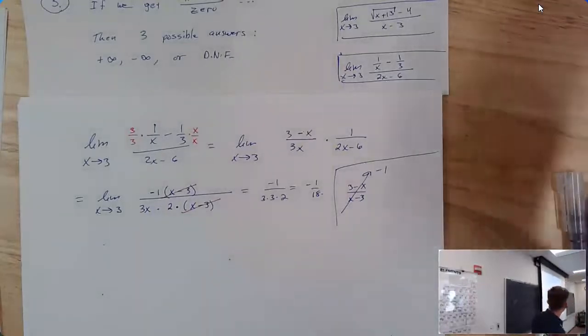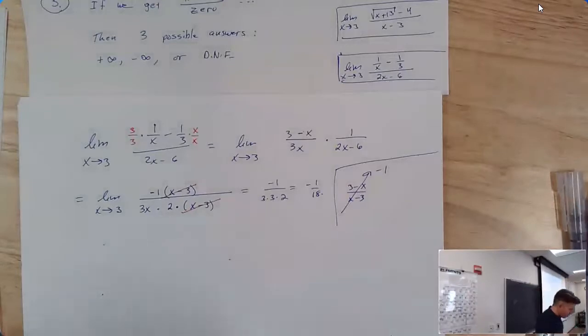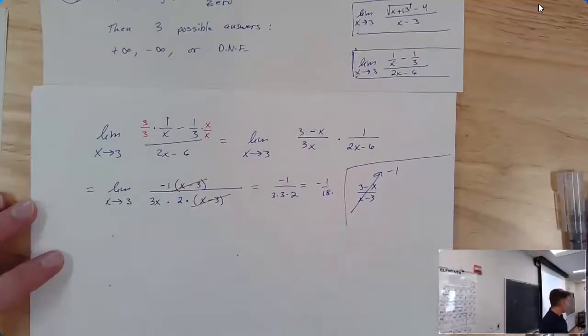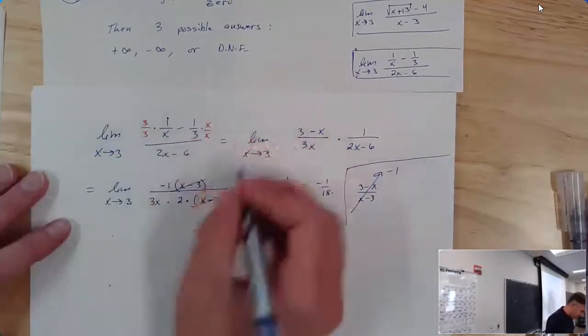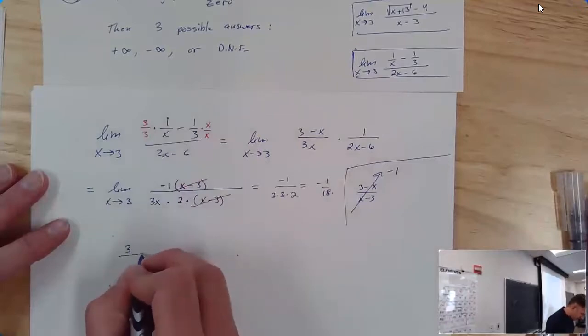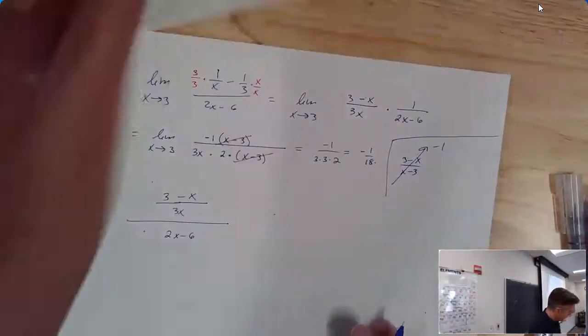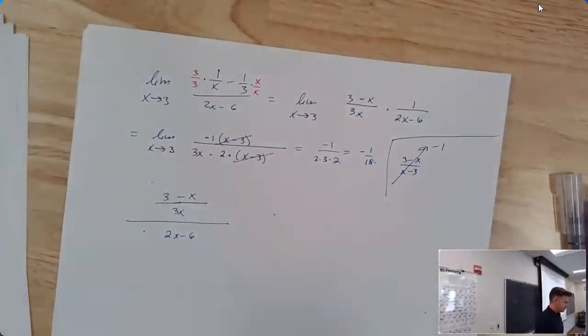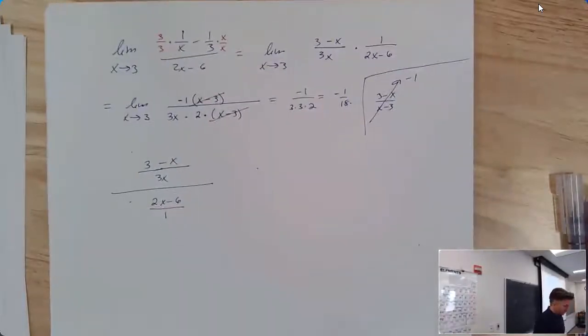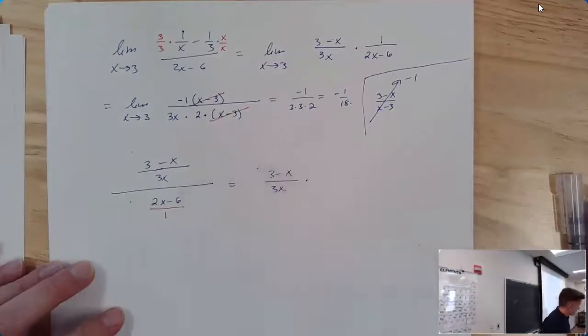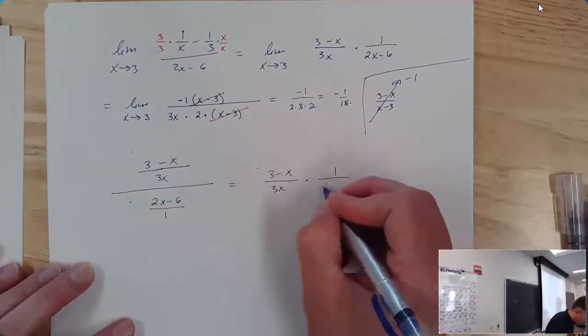Why is it now multiplied by 1 over 2x minus 6? Well, because I'm multiplying by the reciprocal. So let me rewrite this for one second. This here, that's going to be (3 over 3 minus x over 3x) divided by 2x minus 6. But I would really encourage you to think of this as dividing by the fraction (2x minus 6) over 1. So when you flip and multiply, what do we get? It's going to be 1 over 2x minus 6.